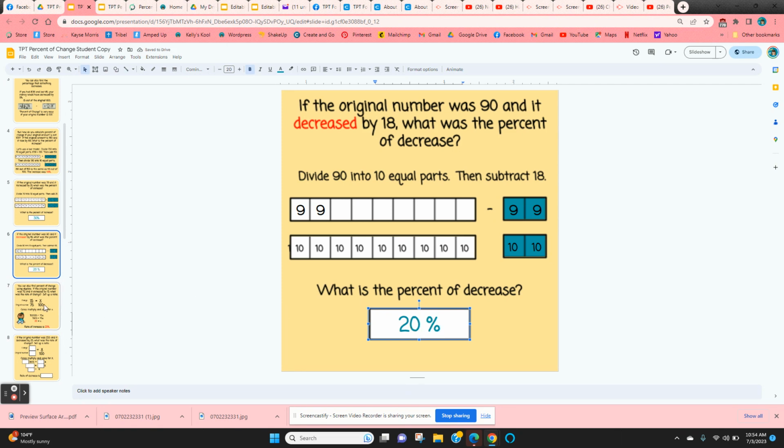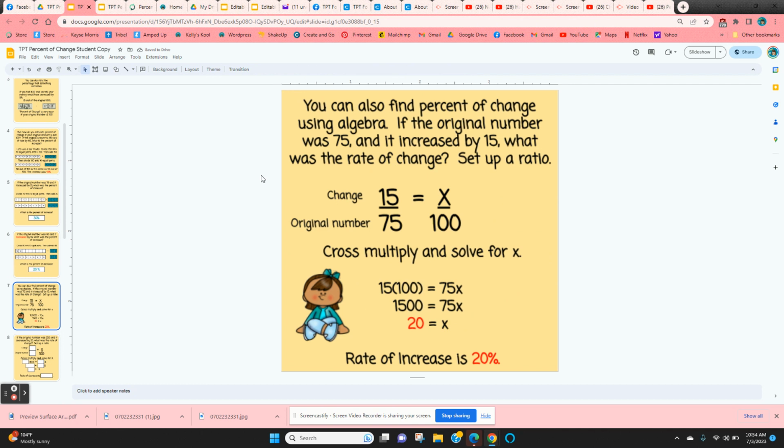Okay, so that's one way to do it, with bar models. Now another way to do that is to set up a ratio. Your ratio is going to be the change over the original number equals the percentage out of 100. So it's just the same thing, but doing it in a different way. So the change over the original number equals the percent out of 100, or the number out of 100.